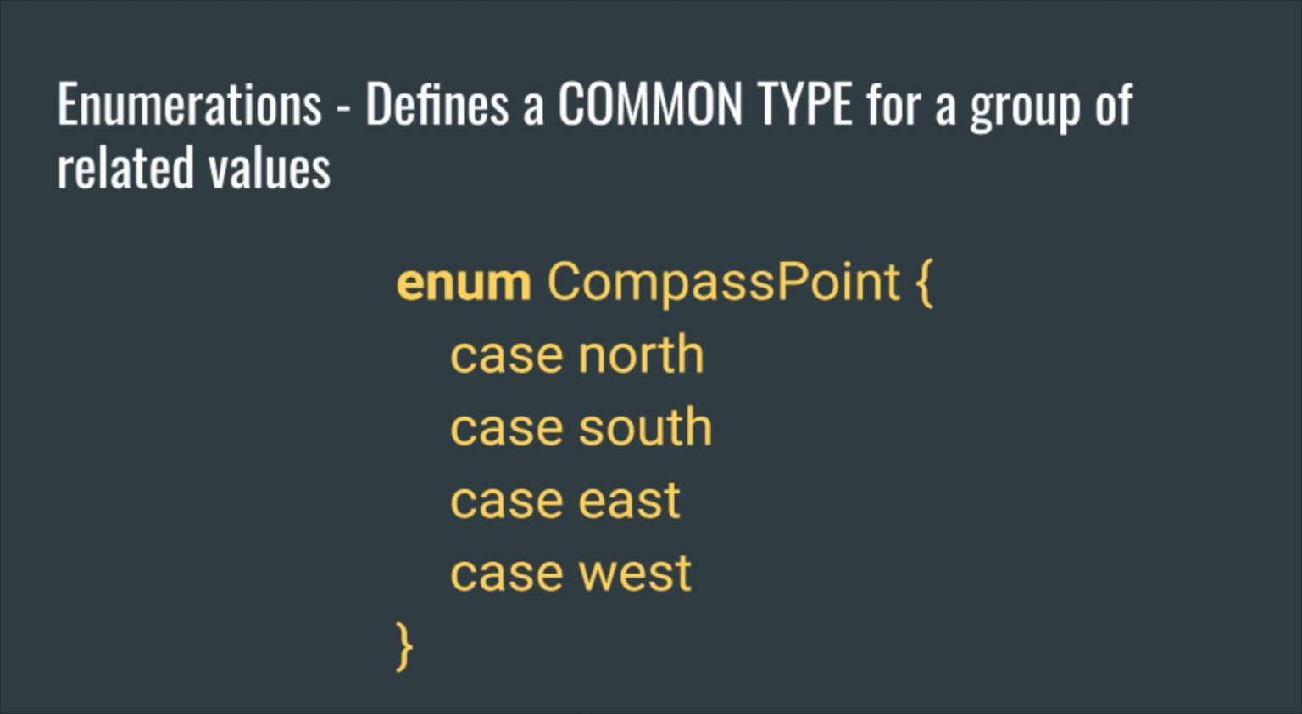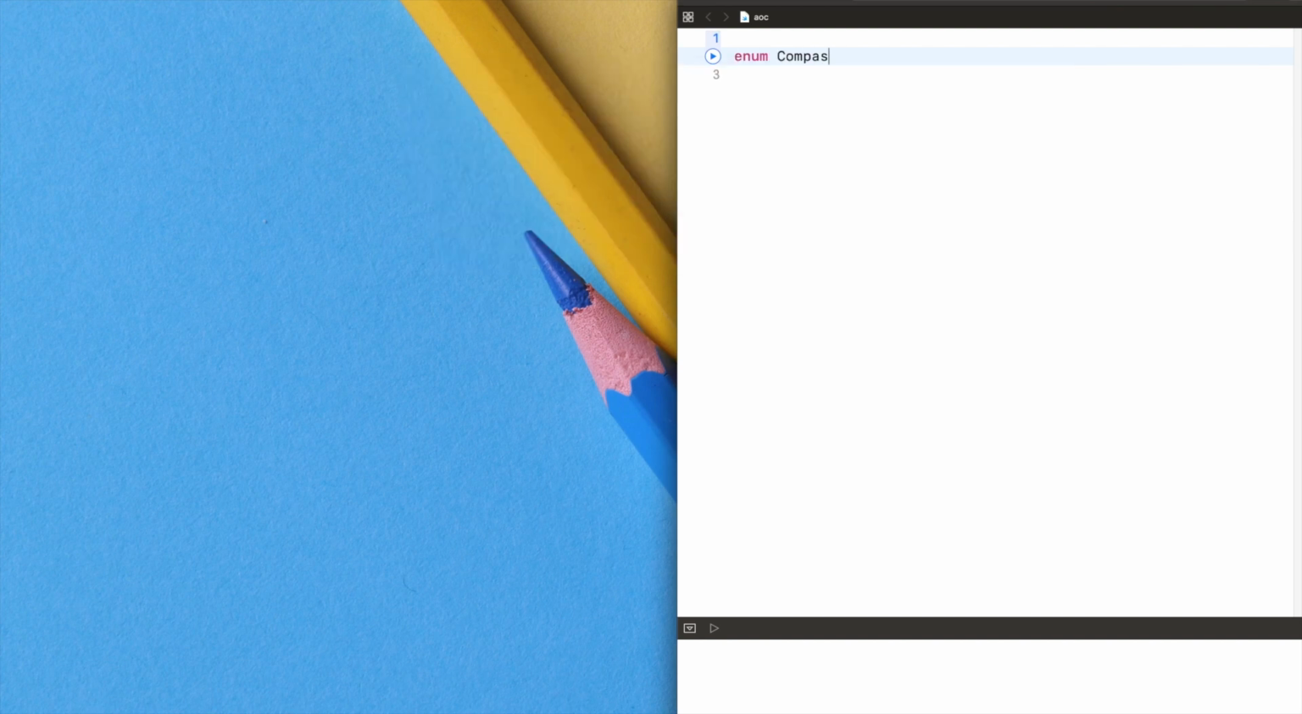How can we write the enumeration syntax? Let us see. Okay, this is the syntax of the enumeration. Here north, south, east and west are the enumeration cases. You can use a case keyword to introduce new enumeration cases.